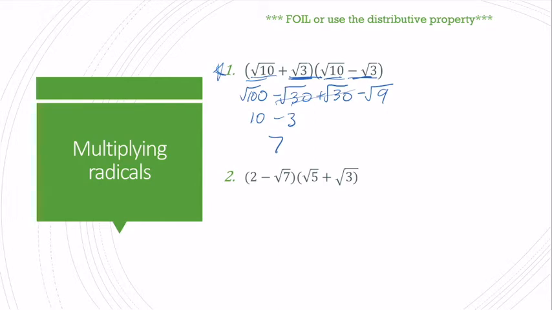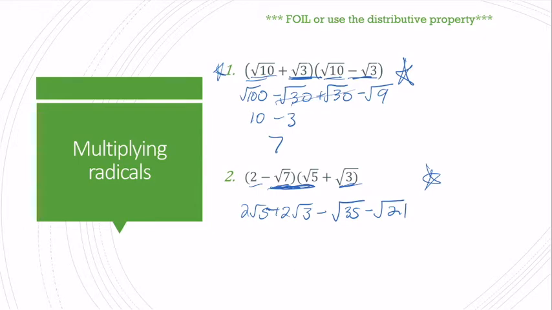Let's look at this final example. I've got 2 times the square root of 5 plus 2 times the square root of 3 minus 7 times the square root of 5. Well, that's going to be this negative square root of 35. Minus 7 times 3, well, that's the negative square root of 21. Can I simplify this any further? No. So it could be the case that all the radicals go away and everything simplifies. It could be the case that nothing can be combined or simplified.